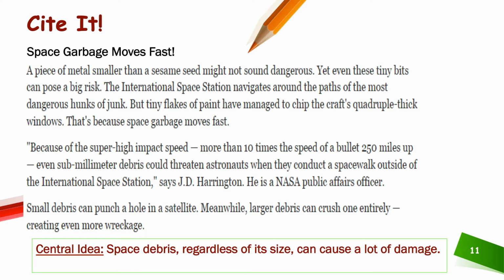That's because space garbage moves fast. Because of the super high impact speed, more than 10 times the speed of a bullet, 250 miles up, even sub-millimeter debris can threaten astronauts when they conduct a spacewalk outside the International Space Station, says J.D. Harrington. He's a NASA public affairs officer. Small debris can punch a hole in a satellite. Meanwhile, larger debris can crush one entirely, creating even more wreckage.